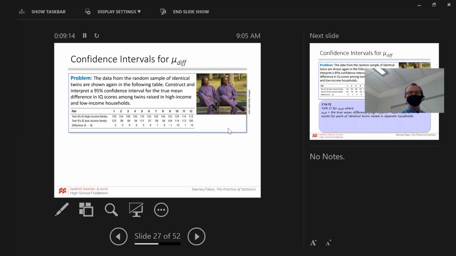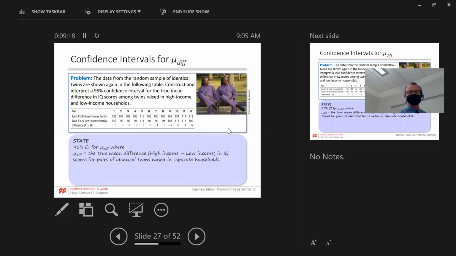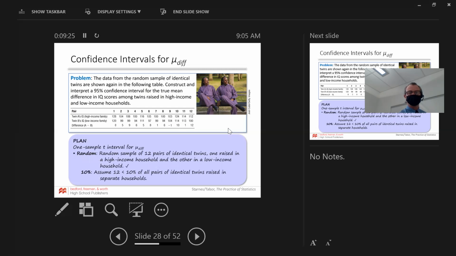Here we go with the twins again. And you want a 95% confidence interval. Here are the conditions. Random sample of 12 pairs of identical twins. Okay, this is an observation. They didn't impose this on the twins. They were already sent to these homes.